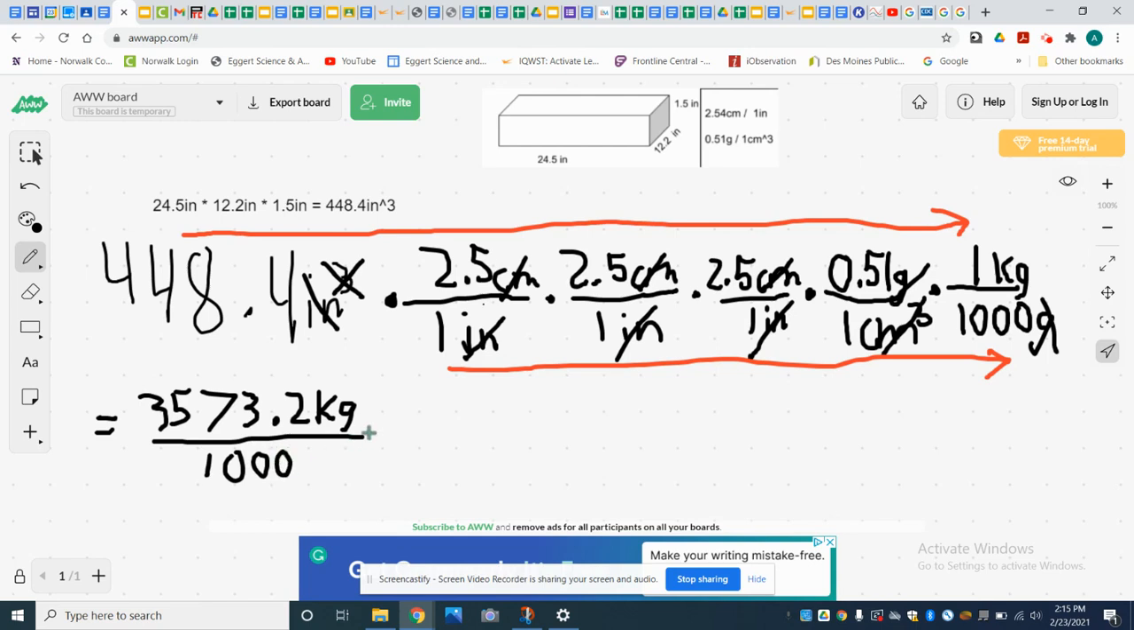So let's go through the simplification on the calculator. So we should be somewhere around 3.6 kilograms, because I'm going to round it again. Give this a quick review before we start our test.